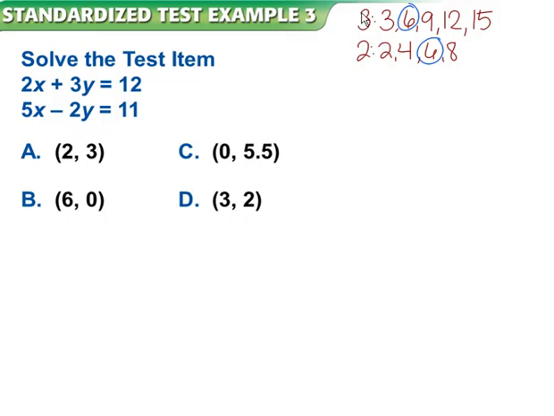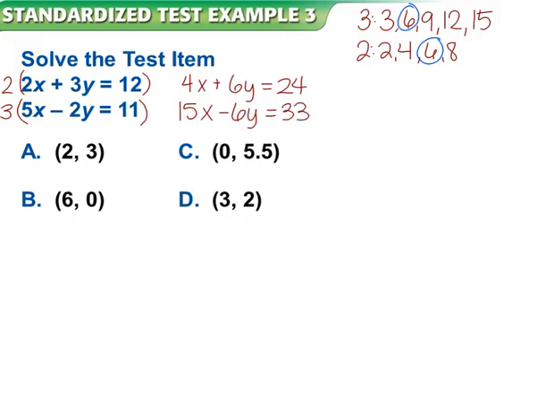So then you think about what would you multiply the top equation by to get a 6 in front of the y? And you would do 2. What would you multiply the bottom equation by to get a 6 in front of the y? And you would need to do a 3. And so we're going to rewrite these equations as 4x plus 6y equals 24. Now when you do this multiply, make sure that you multiply the entire equation, all numbers in it, left and right side. And then the bottom equation is 15x minus 6y equals 33.